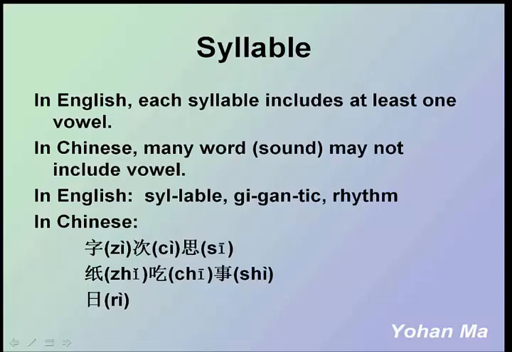Zi, ci, si. Again, the teeth never apart. Zhi, chi, shi. The teeth are always together. Okay, and ri, your tongue is curling back without even changing its position. Say ri from the beginning to the very end when you pronounce this word.